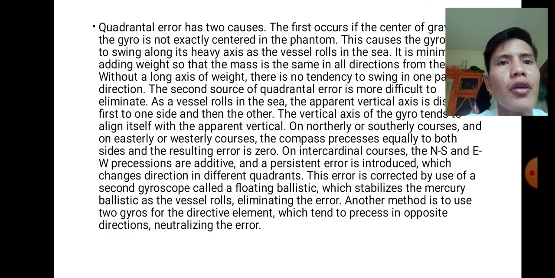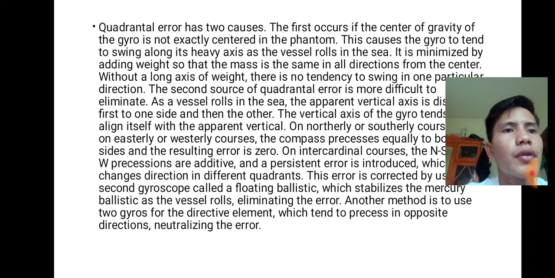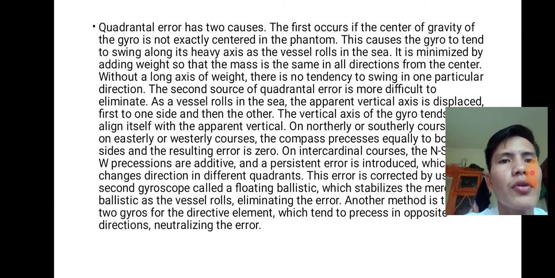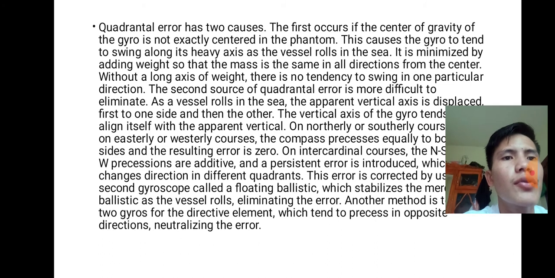Quadrantal error has two causes. The first causes the gyro to tend to swing along its heavy axis as the vessel rolls in the sea, and is minimized by adding weight so that the mass is the same in all directions from the center. The second source of quadrantal error is more difficult to eliminate, as the vessel rolls in the sea.